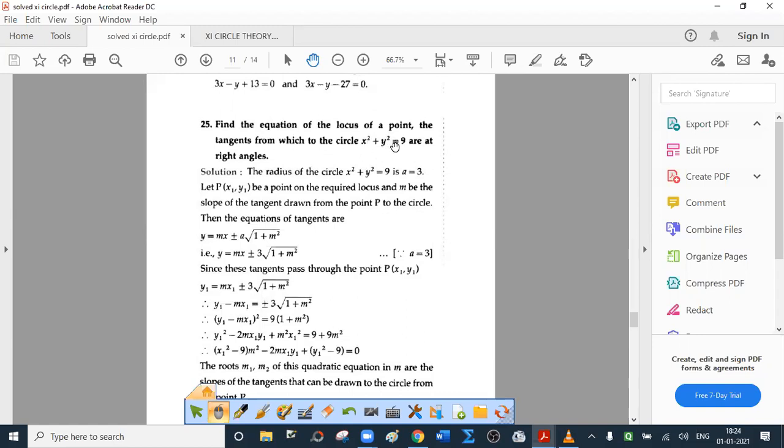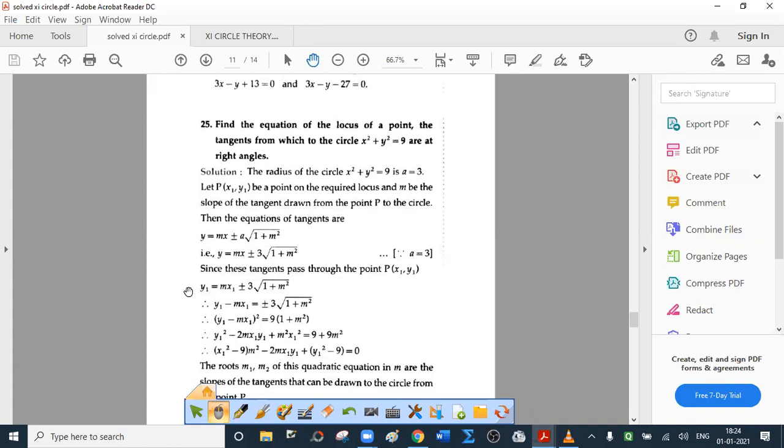So you will definitely ask me, sir, can we write this directly? If asked for 1 to 2 marks, yes, but usually this is asked for 4 marks, so you have to prove this. The radius of the given circle is 3. Let P(x1, y1) be a point on the required locus and m be the slope of tangent drawn from the point P to the circle. Note the tangents to standard circle y equal to mx plus minus a root 1 plus m square, where a is 3. So 3 root 1 plus m square. Since tangents pass through (x1, y1), y1 equal to mx1 plus minus 3 root 1 plus m square.